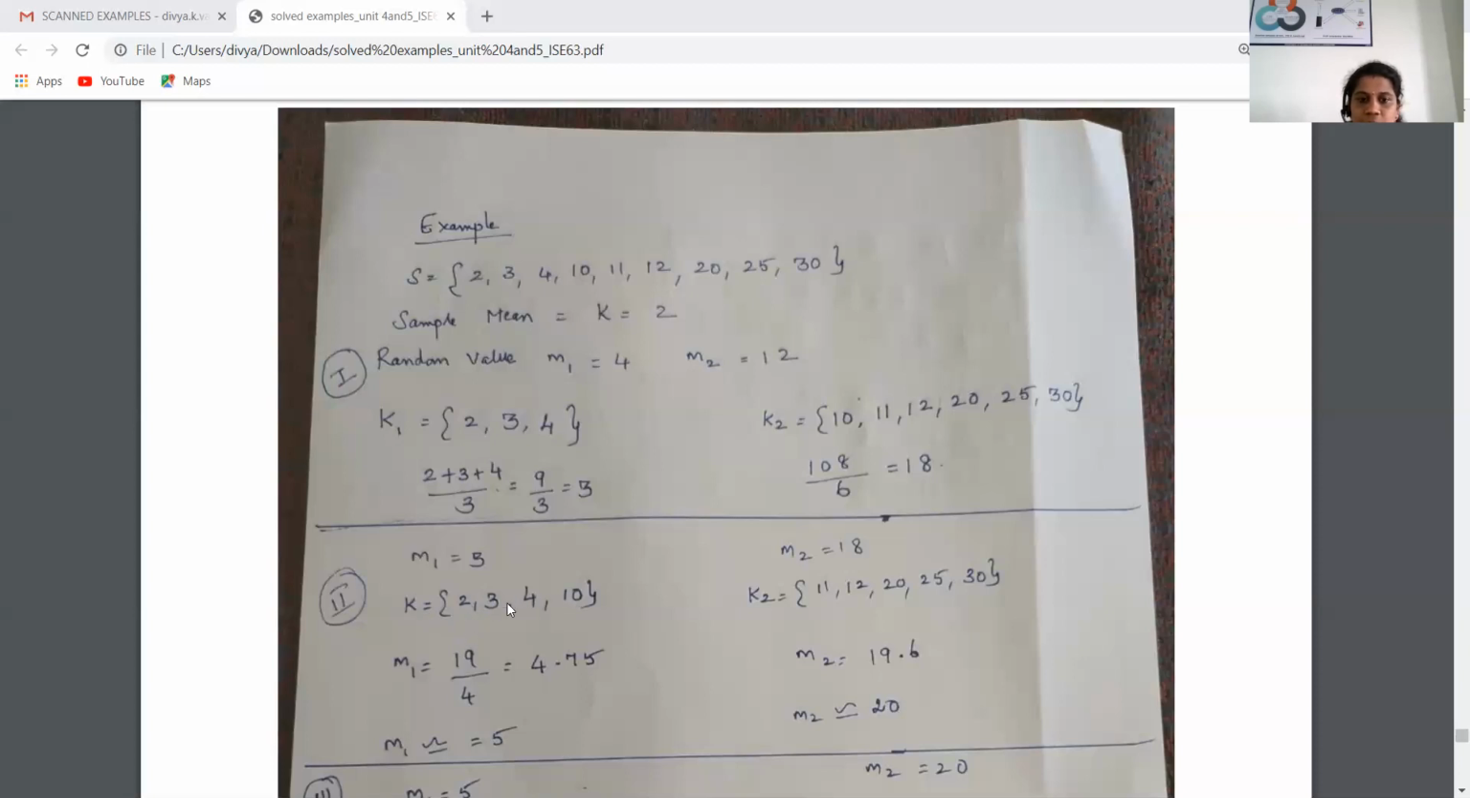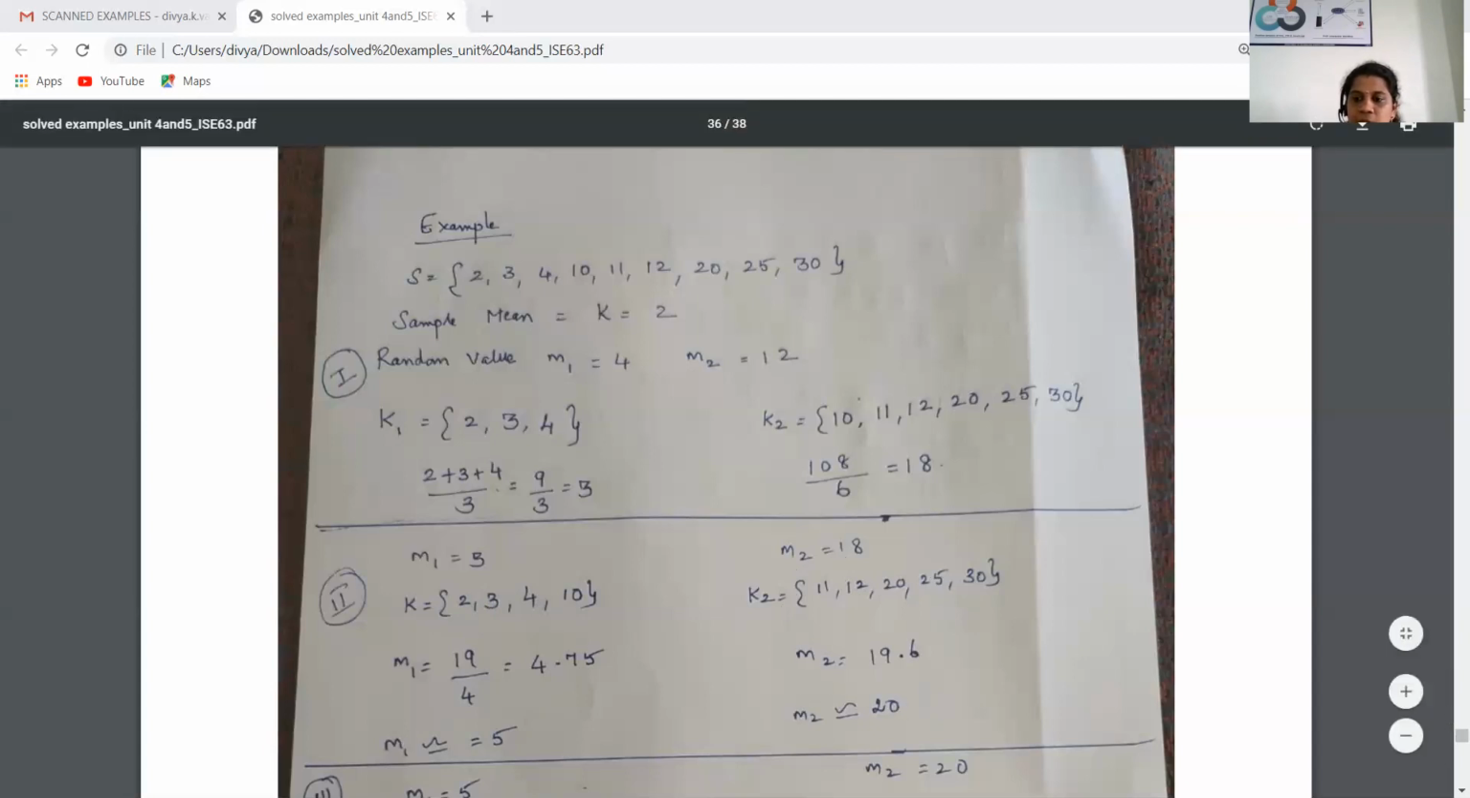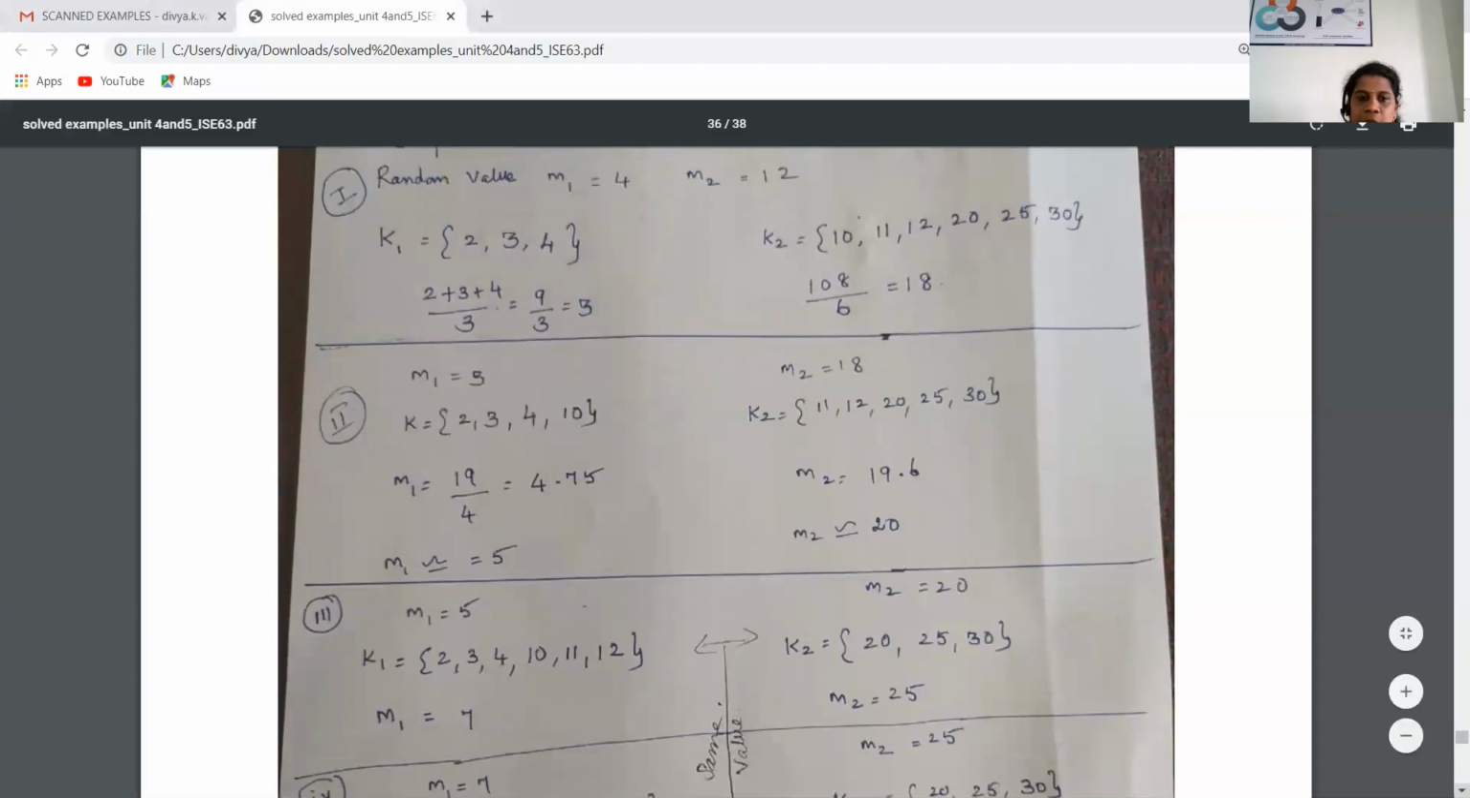So again I'm calculating the mean value of these points. So it is 2 plus 3 plus 4 plus 10. So 19 by 4, that is equal to 4.75. So approximately we can take it as 5. Now in the second case it is 11 plus 12 plus 20 plus 25 plus 30. So approximately the mean value is 20. So in the next step, according to the rearranged cluster, we are getting new mean values: M1 is equal to 5 and M2 is equal to 20.